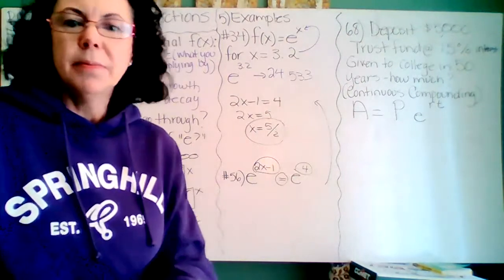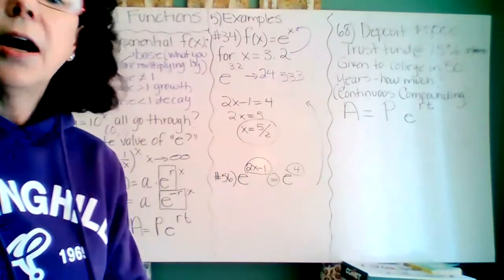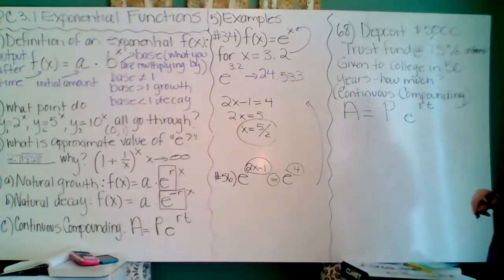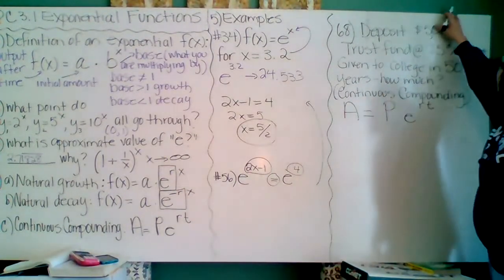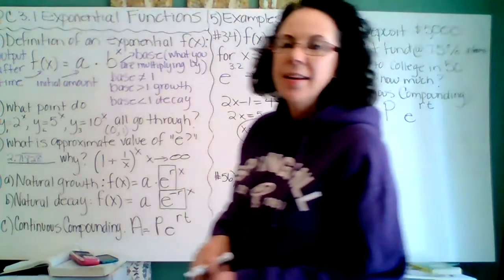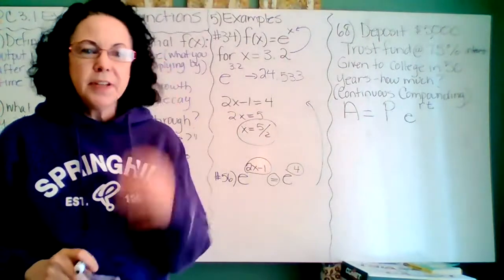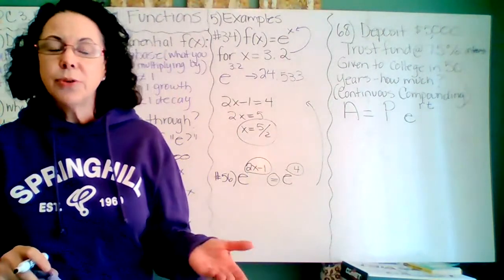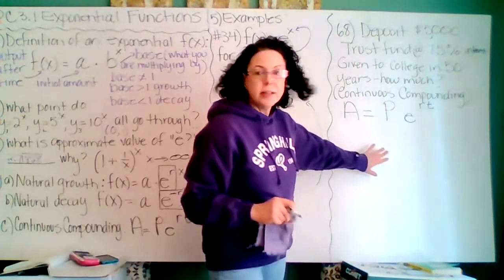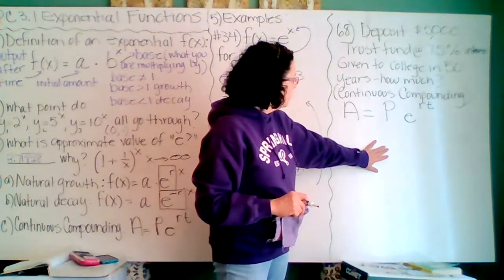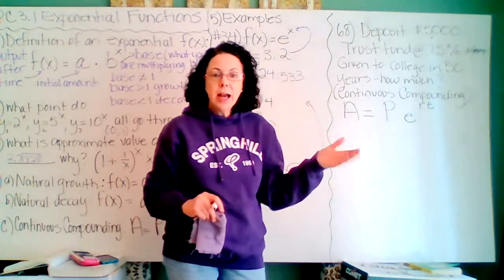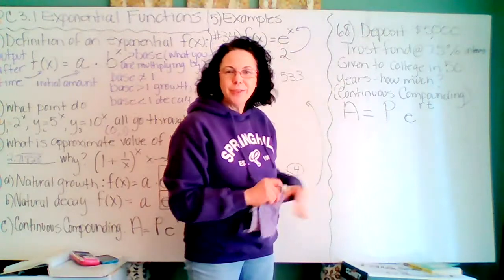Let's try one more problem. Let's use A equals P e to the RT. So let's say $5,000 is deposited into a trust fund that pays 7.5%. And it's going to sit there for 50 years. And the money is going to go to a college. And there's continuous compounding, which means we get to use this formula here with the e in it. And they want to know what will be the output amount after those 50 years.